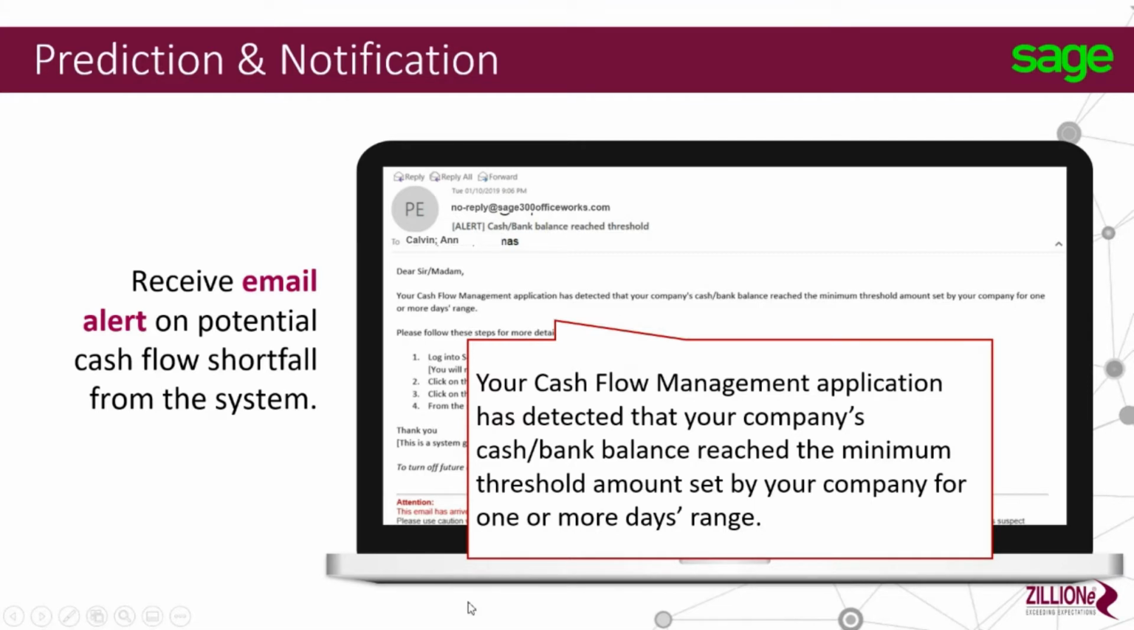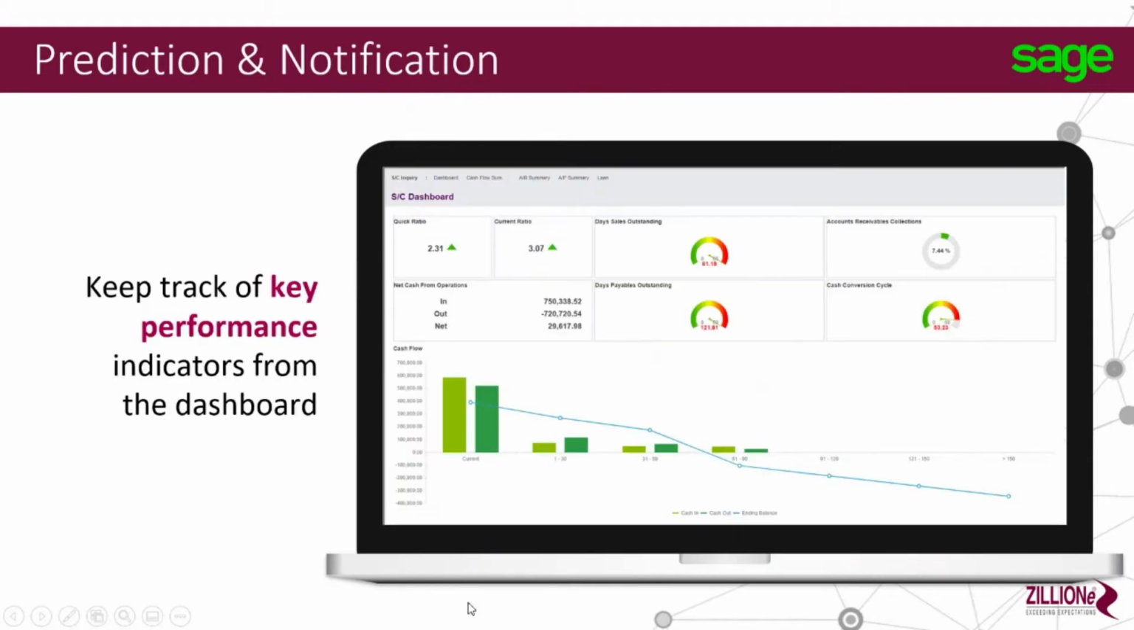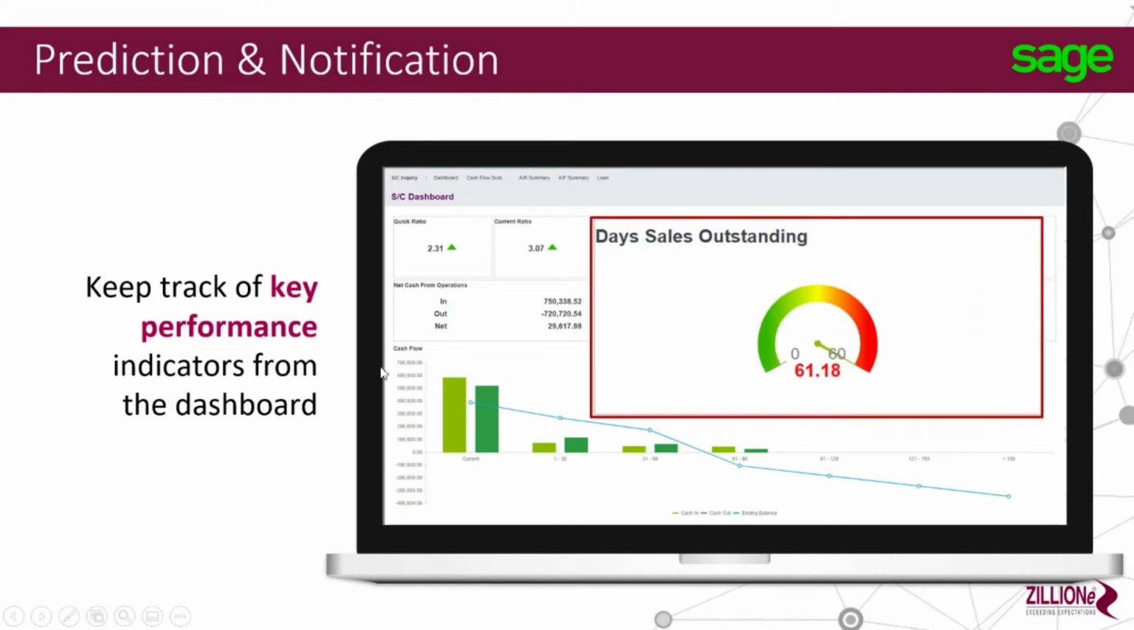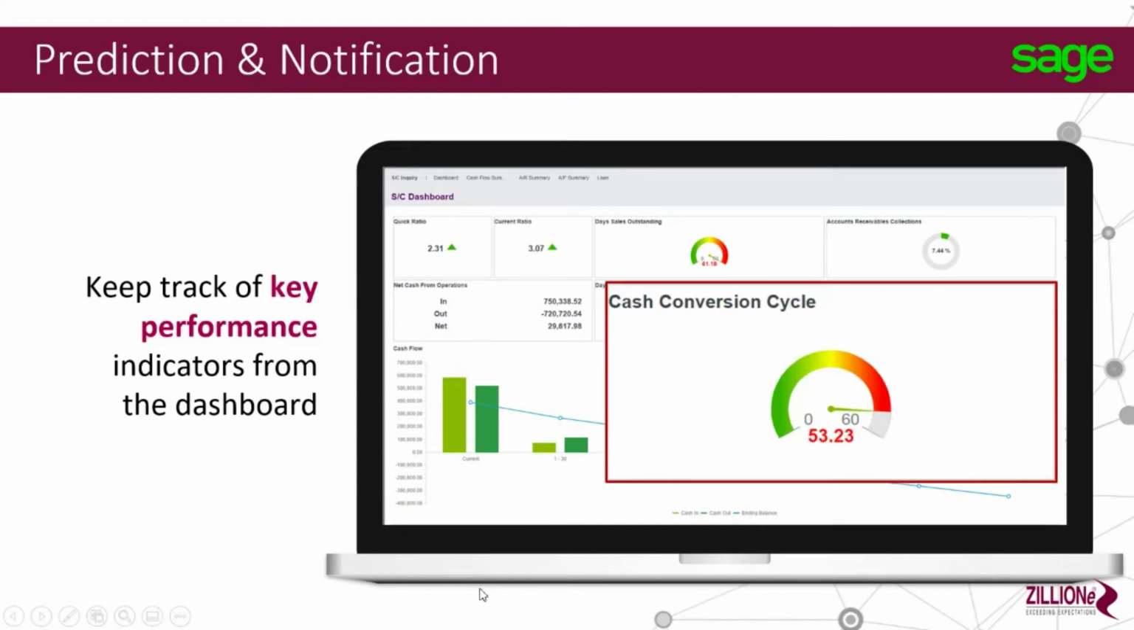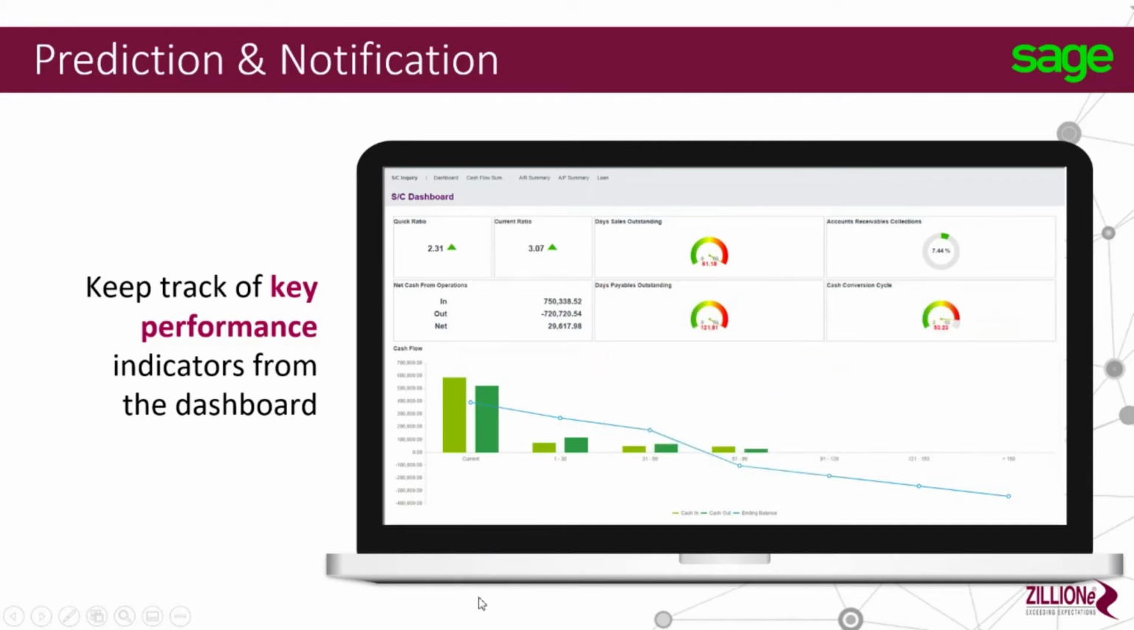So these features were not there back in the day in the older versions of Sage 300. So these have been introduced as well. And also sticking back onto the predictions and notifications, you have a few dashboards that are available within this cash view module, where you can have the day sales outstanding ratios and a few other widgets, just as they have mentioned here, like the cash conversion cycles and so on and so forth. So you can track your key performance indicators through this particular dashboard as well.